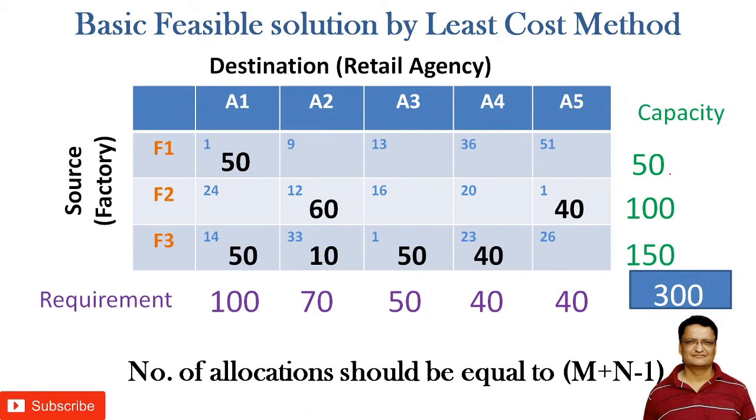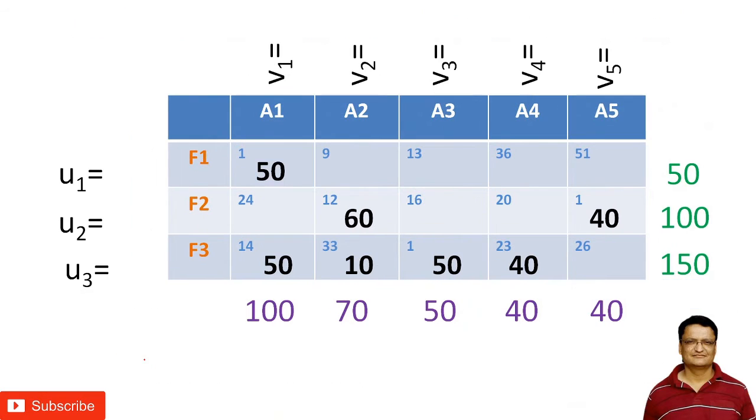What is m? M is the number of rows, which is equal to 3. N is the number of columns, which is equal to 5. So 3 plus 5, 8 minus 1, which is equal to 7. Okay, and the number of allocations over here was also 7. So we can apply the MODI method because we satisfy this condition. Moving to the next one. Now we are ready to apply the MODI method.